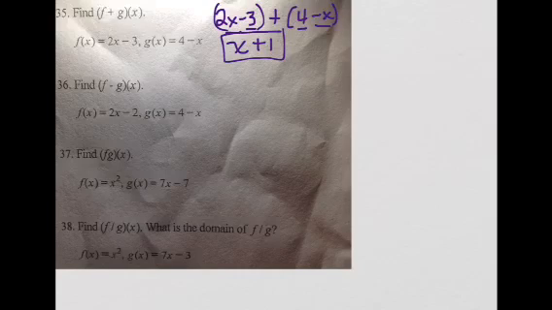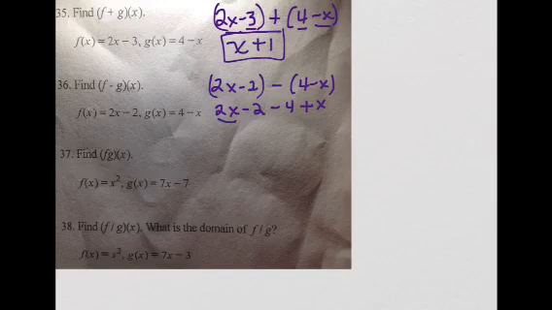36, f minus g, so be careful with your negatives. So 2x minus 2 minus 4 minus x, so you distribute the negative. So you get 2x minus 2 minus 4 plus x. So 2x and x, that's 3x. Minus 2 minus 4, that's negative 6. So that's number 36.